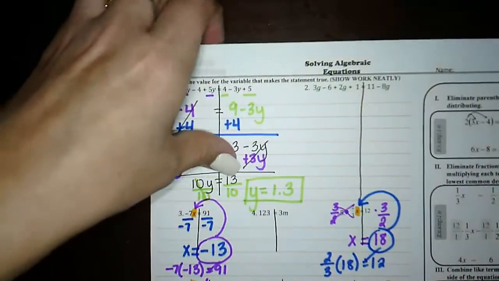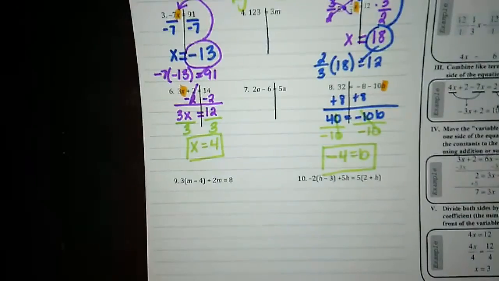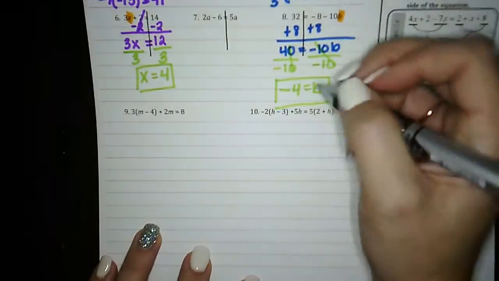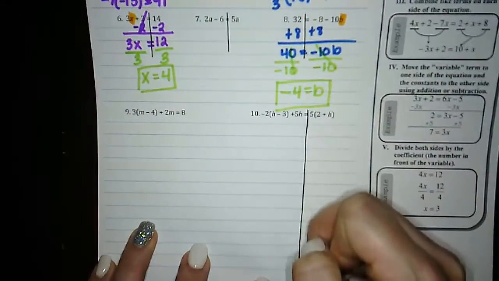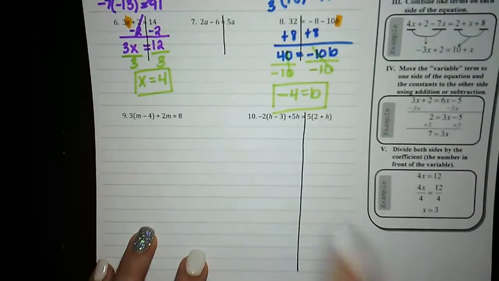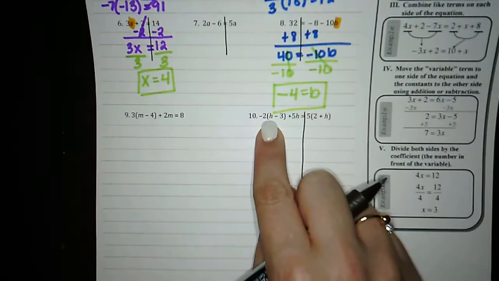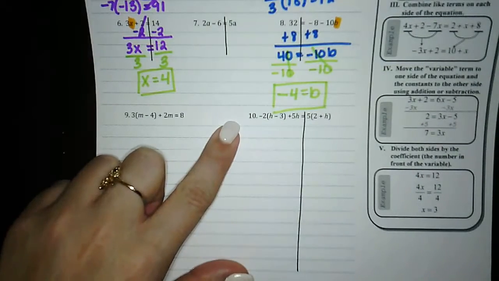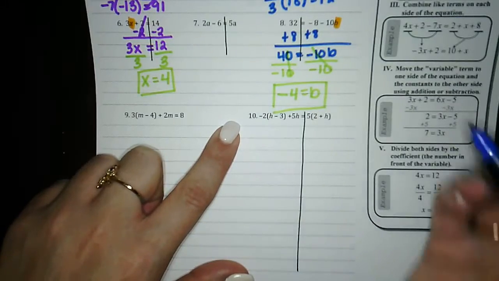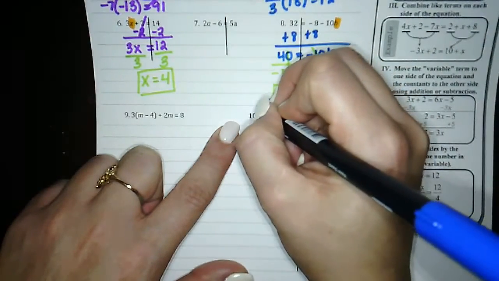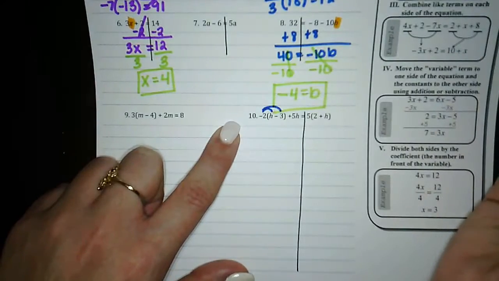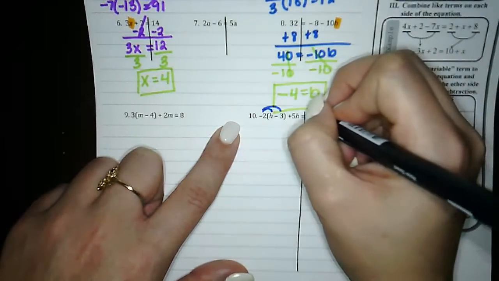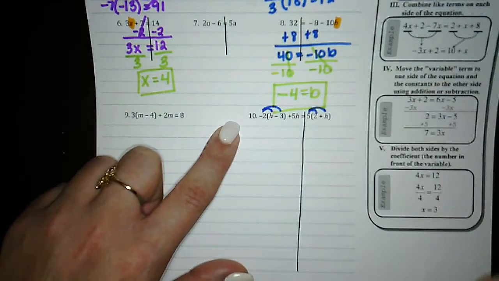Okay, now let's look at number 10. So this is a longer problem. Remember to draw your line down where the equal sign is. And so we see a number in front of a parenthesis, so we are going to distribute that just like we did with the polynomials in class before. So we're going to distribute this negative 2 to everything in the parentheses behind it, and this 5 to everything in the parentheses behind that.